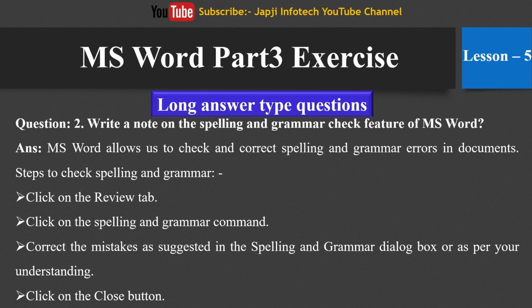So MS Word allows us to check and correct spelling and grammar errors in a document. The steps to check spelling and grammar are: click on the Review tab, click on the Spelling and Grammar command. After that, correct the mistake as suggested in the Spelling and Grammar dialog box or as per your understanding, and then click on the Close button.